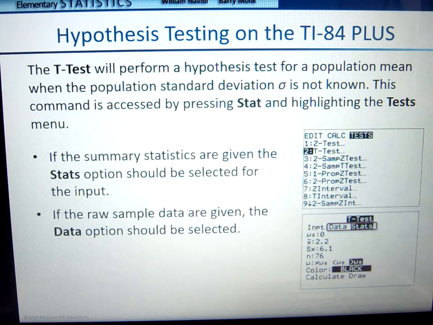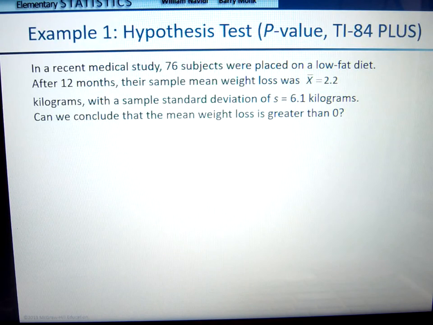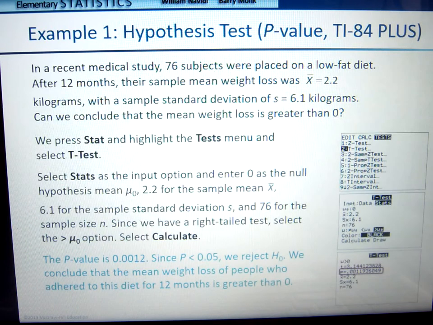Now we want to do that on our TI-84. We can go through, we hit the t-test. We want to put in either the data or the stats. We have the medical study again. Taking a look at these values, we're going to substitute them in.